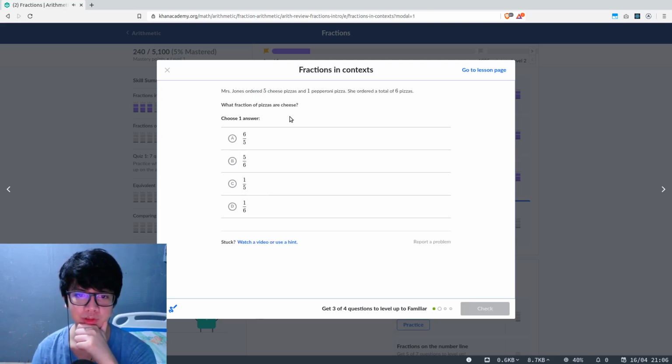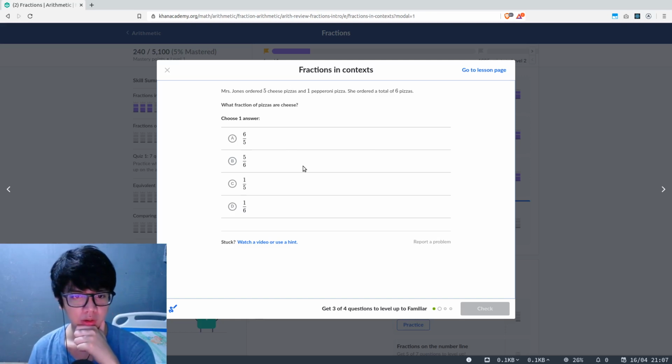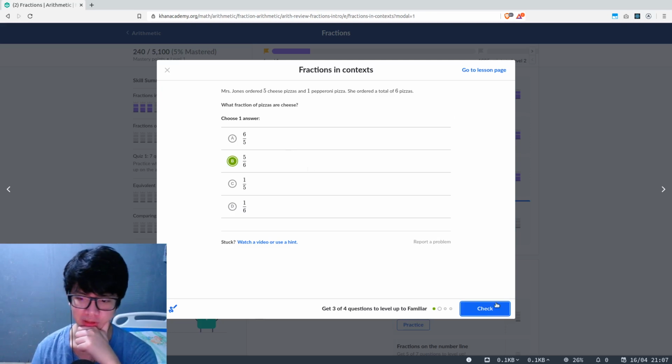Mrs. Jones ordered 5 cheese pizzas and 1 pepperoni pizza. She ordered a total of 6 pizzas. What fraction of pizzas are cheese? So 5/6 of them are cheese pizzas.